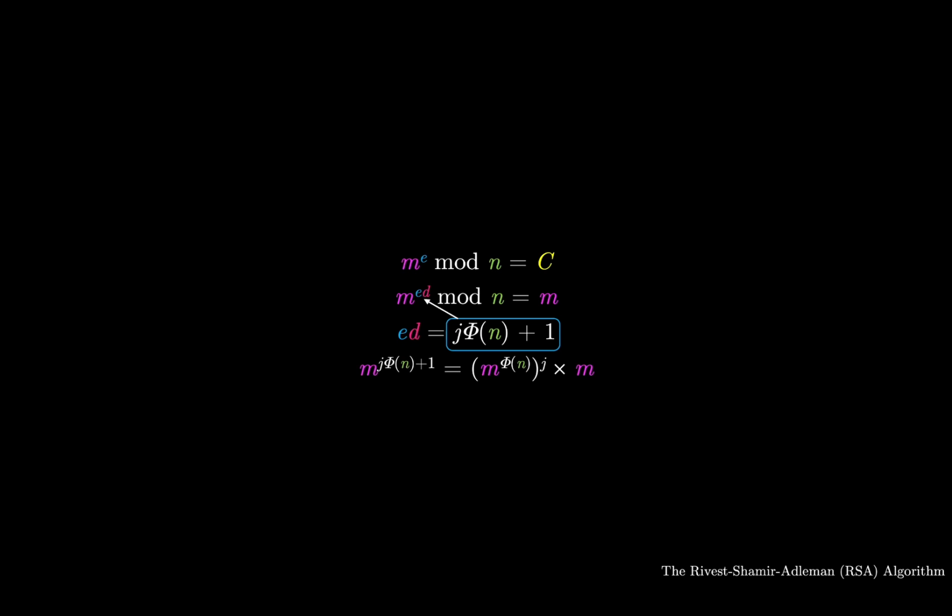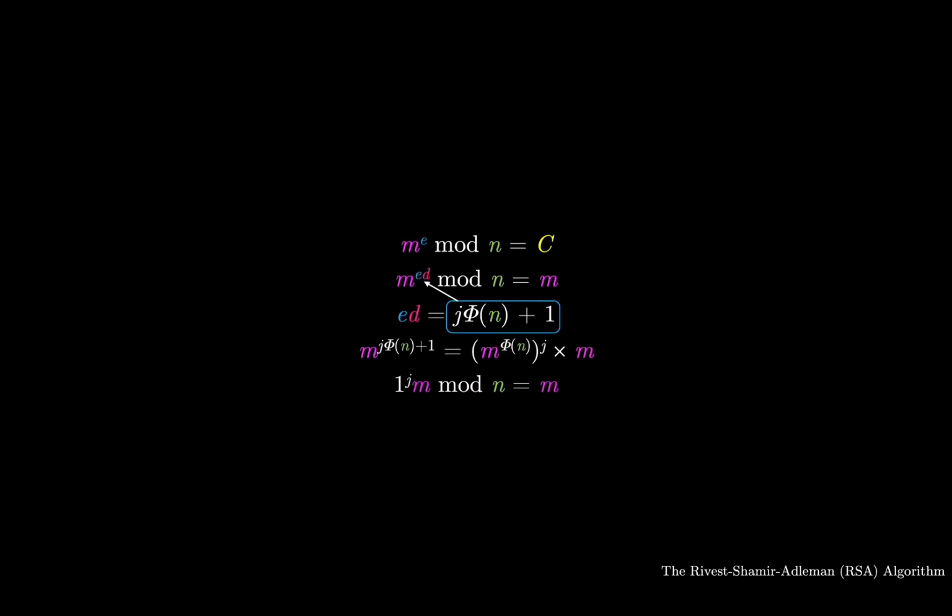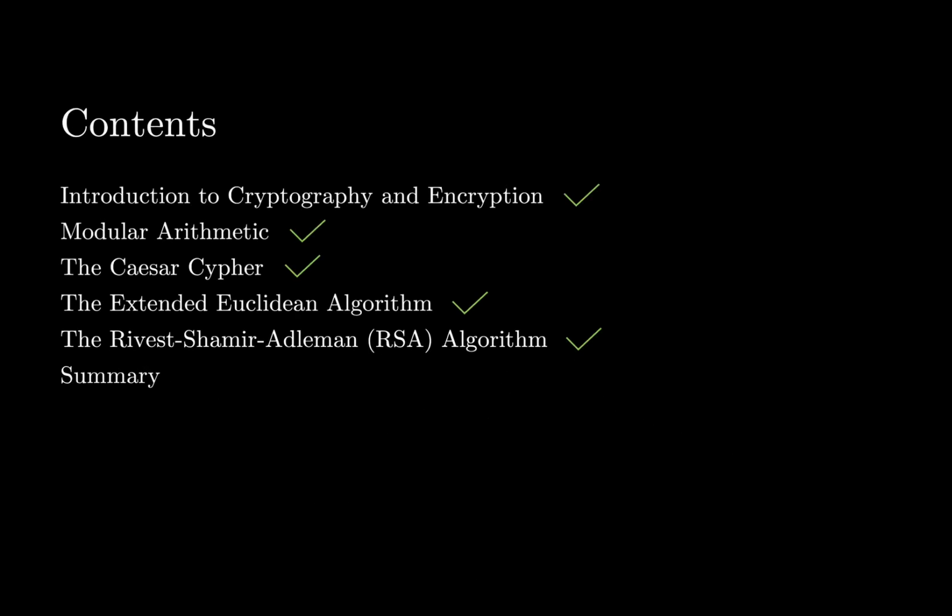And Euler's theorem tells us that an integer x raised to the power of 5n mod n is equal to 1. Hence, we can write the previous equation as 1 to the power of j times m mod n is equal to m. As you can see, this is our original message. Here ends the proof. And that, my friends, is the RSA algorithm.